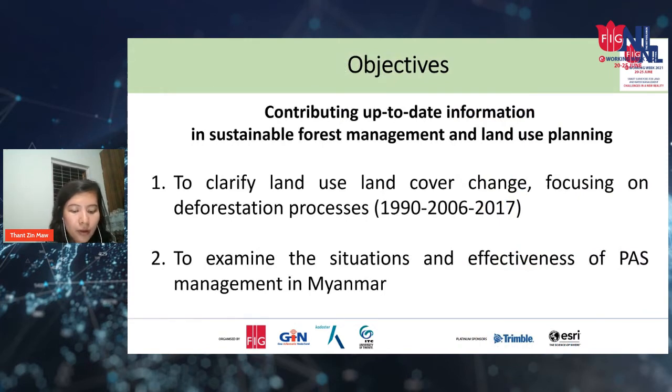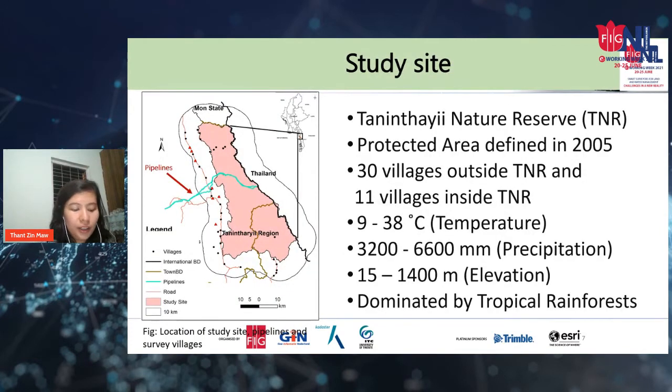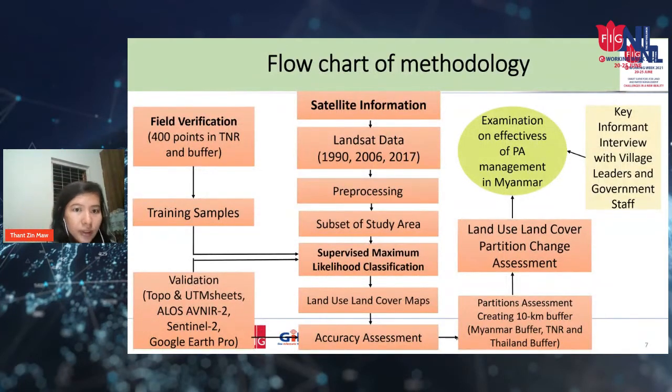This research was conducted based on 2 main objectives: to clarify land cover change from 1990 to 2017, and to examine the effectiveness of GIS management in Myanmar. Tiana is a truly protected area dominated by tropical rainforest. There are 41 villages inside and in the vicinity of the protected area. You can see in the figure the location of the study site, pylons, and the survey pylons.